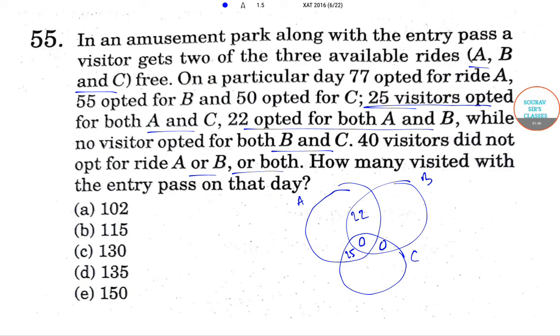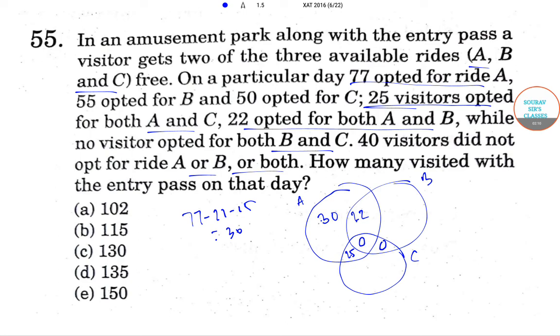40 visitors did not opt for ride A or B or both. And we've also been given that 77 opted for ride A. But out of those 77, we have already taken into account these 25 plus 22, that is 47. So here it would be 77 minus 22 minus 25 is equal to 30. So people taking only ride A is 30.